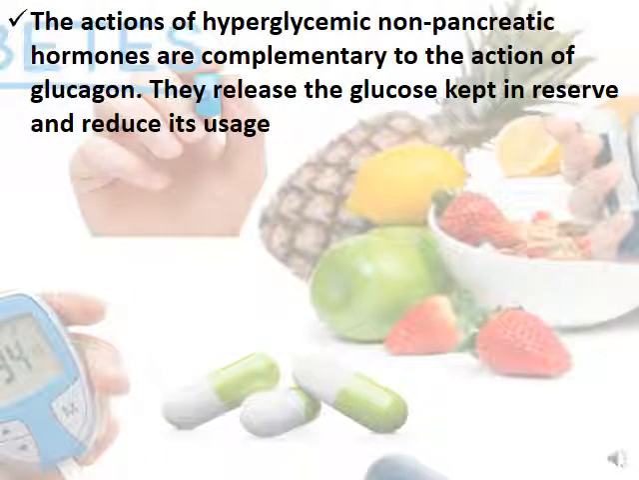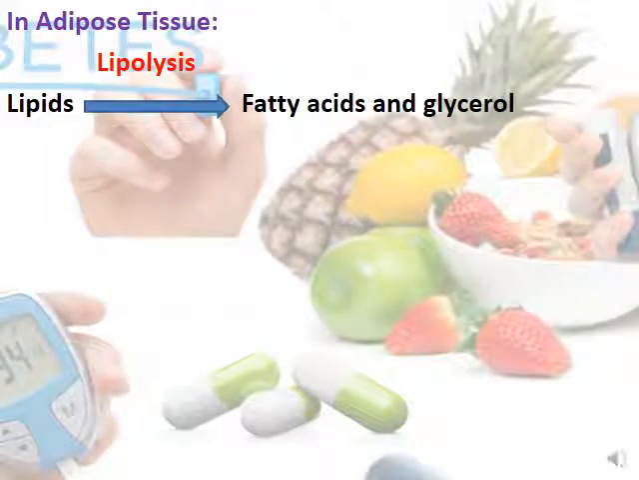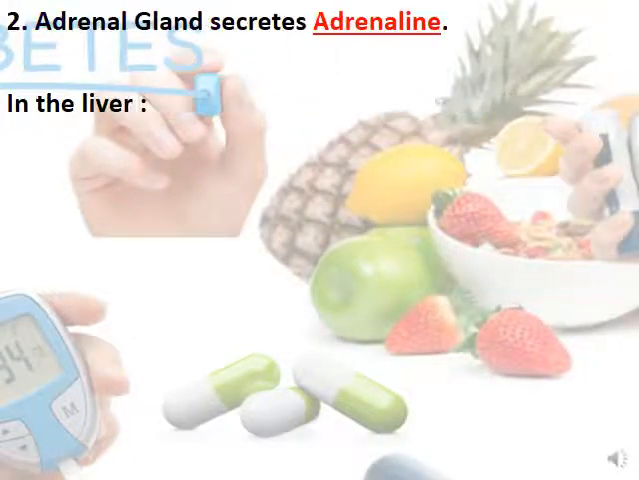So the action of hyperglycemic non-pancreatic hormones is complementary to the action of glucagon. They release the glucose kept in reserve and reduce its usage. In the case of hypoglycemia, this is part 3, the pancreas secretes glucagon. In the liver, glycogen by the process of glycogenolysis will become glucose. Amino acids, fatty acids and glycerol, by the reaction of neoglucogenesis, will give glucose secreted in the blood. In the adipose tissue, lipids by the reaction of lipolysis give fatty acids and glycerol.